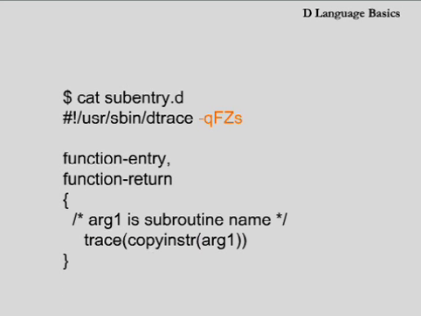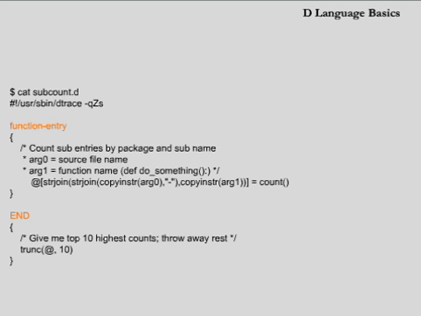So here's another example just to make this a little more clear. This is a little bit more complicated of an example. It uses an associative array. So in this particular case, we have different command line flags, as you can see, and we also have 2 different probes that are firing. The first one is a function entry. So what we're trying to do here is, you can see in the comment up on the top action, that what we're going to do is count the entries by package and subname.